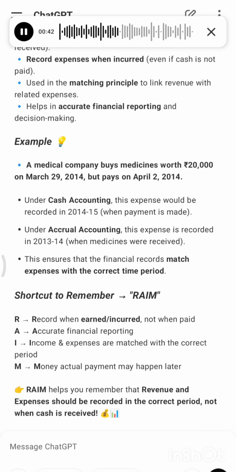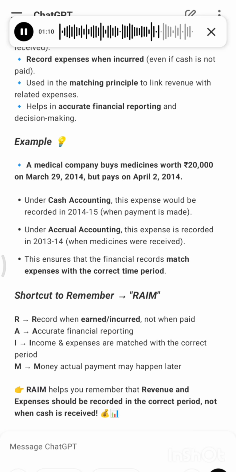Example: a medical company buys medicines worth $20,000 on March 29, 2014, but pays on April 2, 2014. Under cash accounting, this expense would be recorded in 2014-15 when payment is made. Under accrual accounting, this expense is recorded in 2013-14 when medicines were received. This ensures that the financial records match expenses with the correct time period.